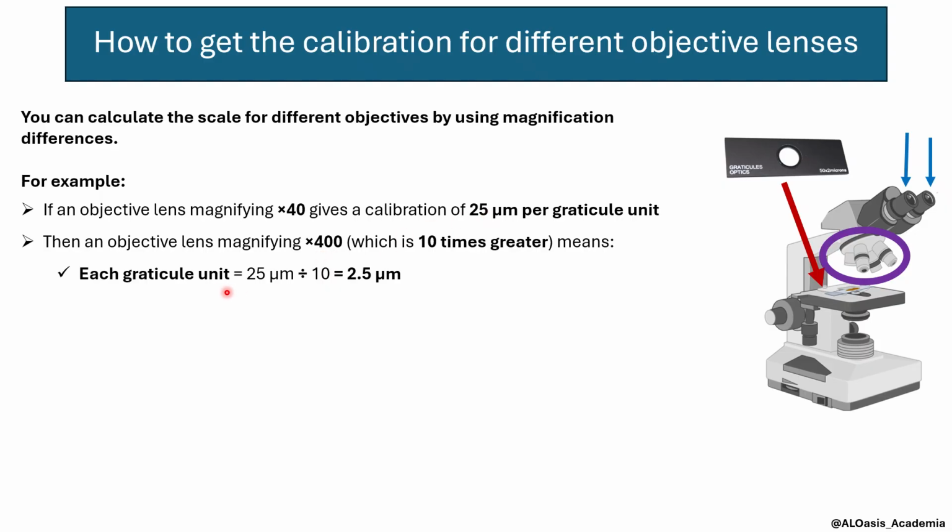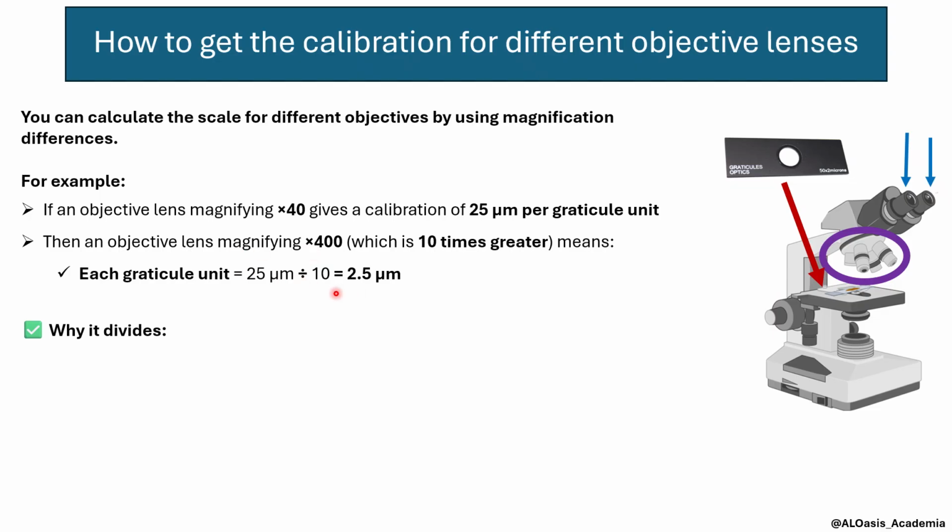What's going to happen if you change it to 400 times? Each graticule unit will now go down by the same factor. The magnification increased by 10, so the graticule units will be divided by 10 now. So it will go down by the same factor, and now each graticule unit would equal 2.5 micrometers, because when you increase the magnification, it's like you are zooming in even further.